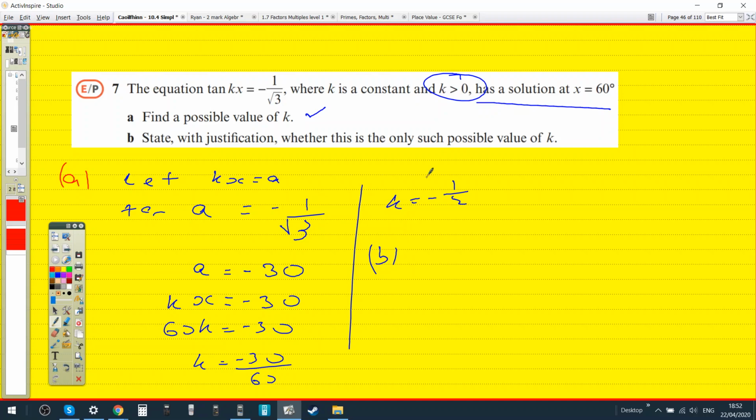So if k is greater than 0, how do we get a value for k? Add 180 to minus 30 to make it positive. So then we have 150. So kx equals 150. K equals minus 30 divided by 150, which is minus a fifth.